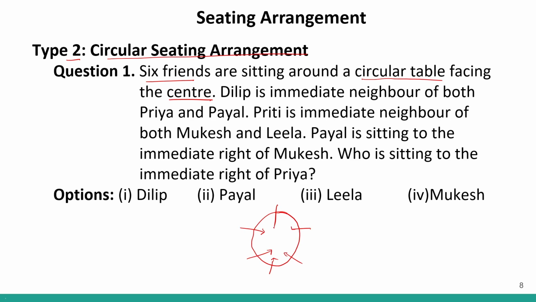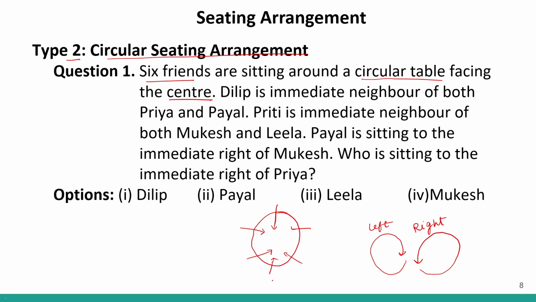So if they are facing the center, correct? If I am a person over here, what would be the direction of the right? Basically, this will be the direction of right. That means if we move anti-clockwise, we will move in the direction of right. And if we move clockwise, we will move in the direction of left. Correct? Because they are facing the center. This will be opposite if they are facing the outside.